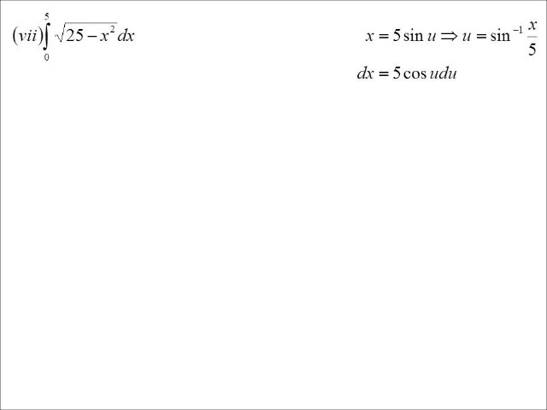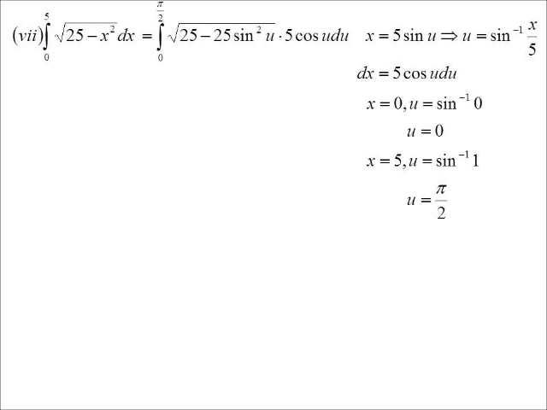So if I try and create a trig identity under that square root sign, so 25 minus x squared, well, 5 sine u would work. 5 cos u would have worked as well, but I've just picked sine u. So u, the actual substitution I'm really doing, is u is the inverse sine of x on 5. Okay. dx will be 5 cos u du. The limits have now changed. So when x is 0, u will be the inverse sine of 0, which is 0. And when x is 5, inverse sine of 1, pi on 2.